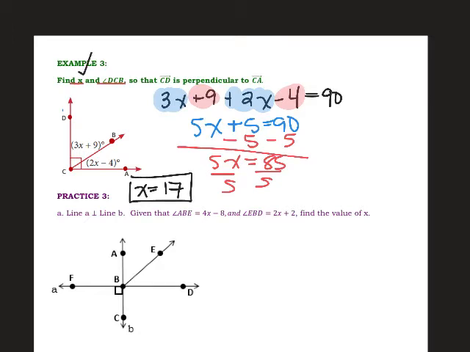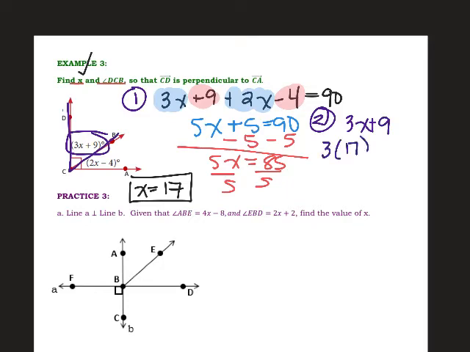We found x. So you always read the question. For you guys, that answer box kind of reminds you of what we're looking for. So now they're asking for angle DCB. If you trace DCB, they're specifically looking for this angle. So you have to use that equation. First step was finding x. Second step, we're going to take 3x plus 9, and we're going to plug in our x. What did we say our x was? 17. So 3 times 17 plus 9. What's 3 times 17? 51 plus 9? 60 degrees. And this is going to be the measurement of angle DCB.